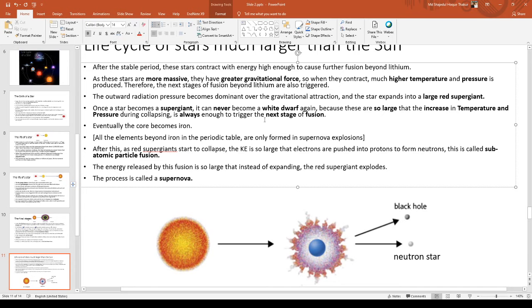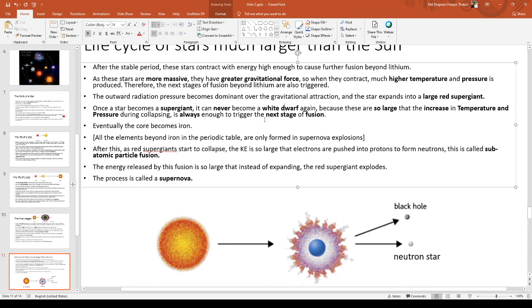Now, okay, iron core. Why does the core become iron? Let me repeat. When hydrogen fusion occurs, what does the core become? The core becomes helium. When helium fusion occurs, what does the core become? The core becomes lithium. When lithium fusion occurs, what does the core become? The core becomes beryllium, boron, carbon.